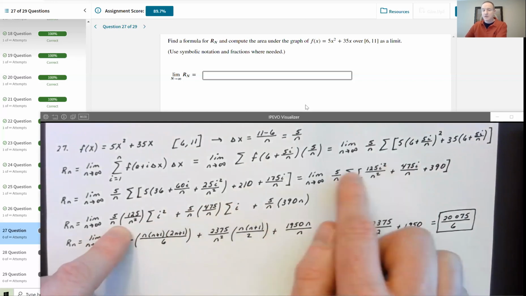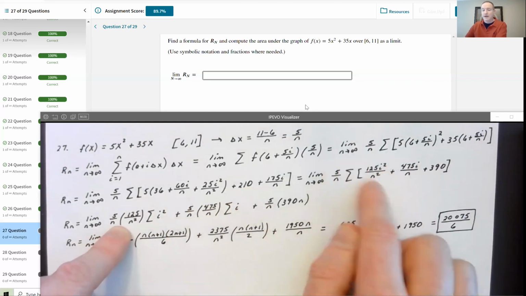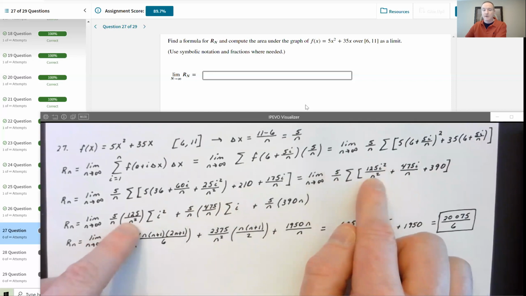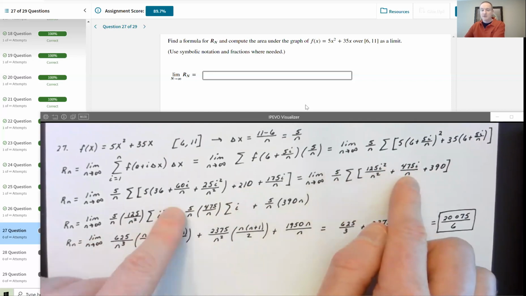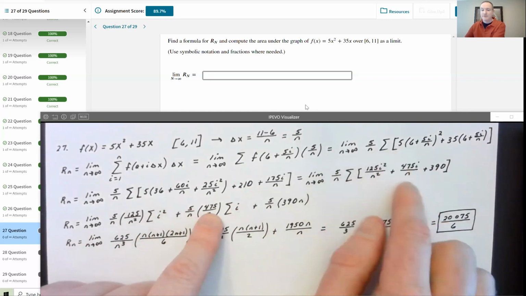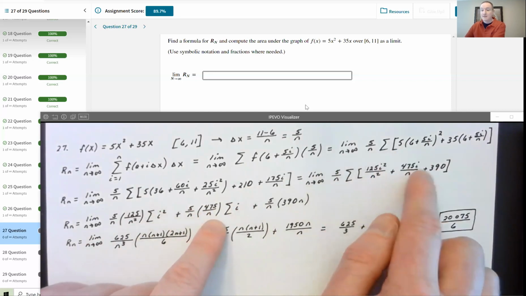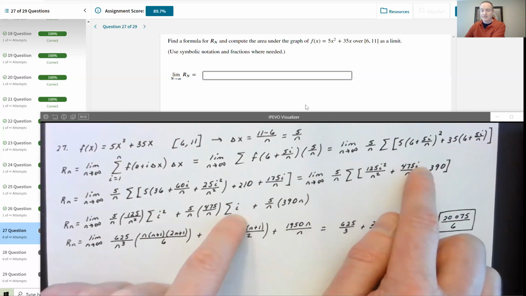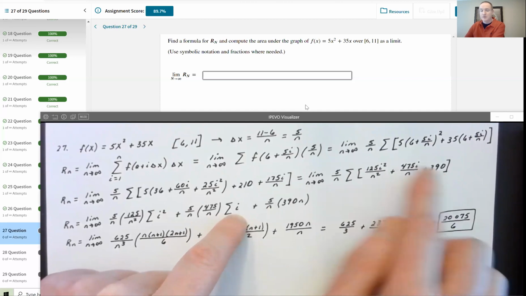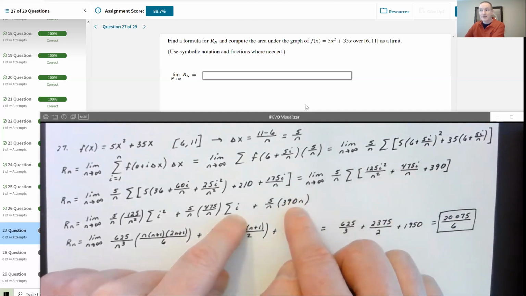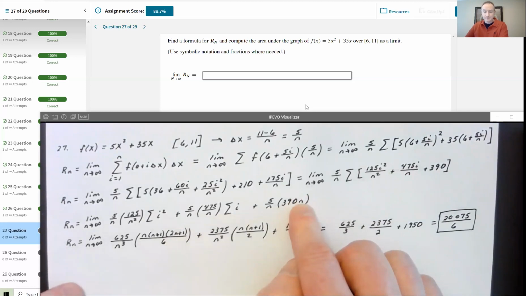Your first summation, that 5 over n is going to get multiplied by 125 over n squared times the summation of i squared. Your second summation, 5 over n is going to get multiplied by 475 over n times the summation of the i's remaining inside of there. And then the last one, I just said, well, I know that the summation of 390 is just going to be 390n. It's 390 added to itself n times for 390n.